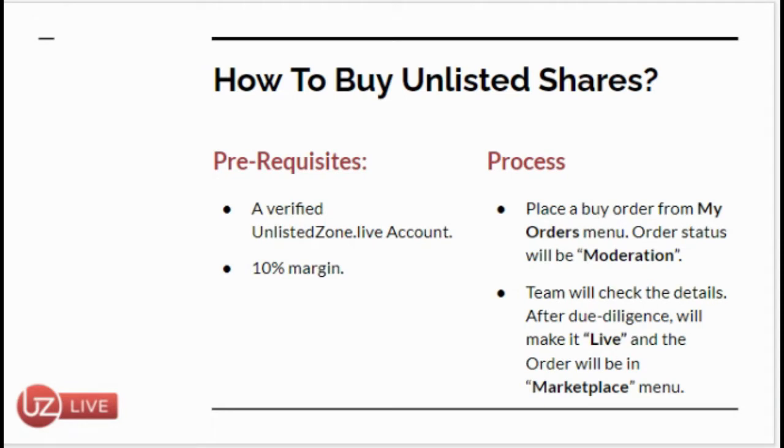Now what is the process? Once the two prerequisites are met, you go to My Order, select the share you want to purchase, select the price at which you want to purchase, then the quantity you want to purchase, and submit your order into the system. The order will go into the moderation state. Our team from the backend will verify that everything is correct and make the order live. Once the order becomes live, it will go into the marketplace.